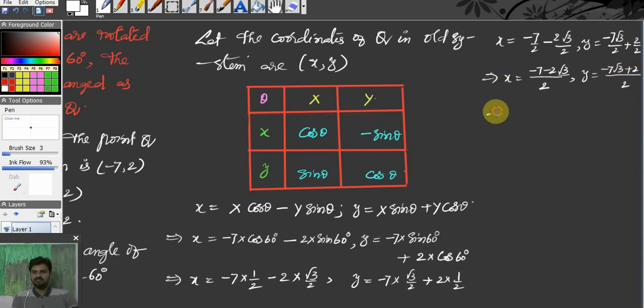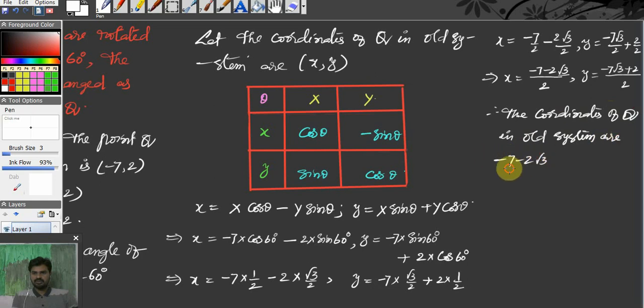Okay, therefore the coordinates of Q in world system are minus 7 minus 2 root 3 by 2 comma minus 7 root 3 plus 2 by 2. So they are the coordinates of the point in the world system. Okay, next one more problem we have seen.